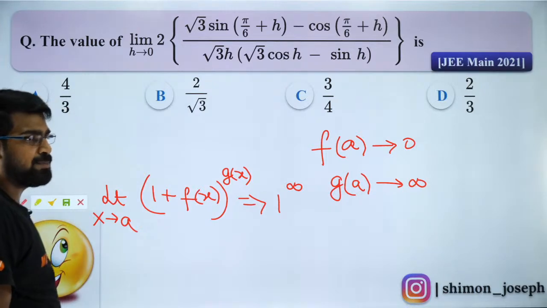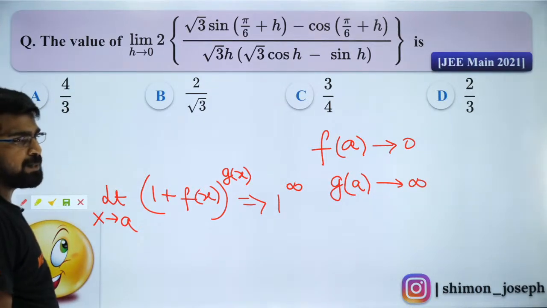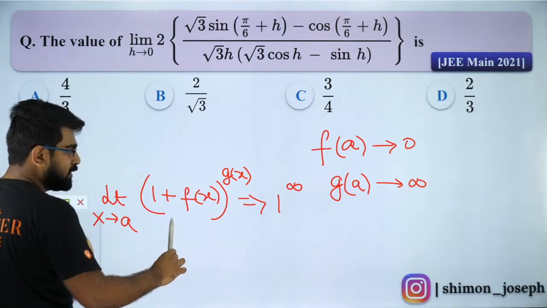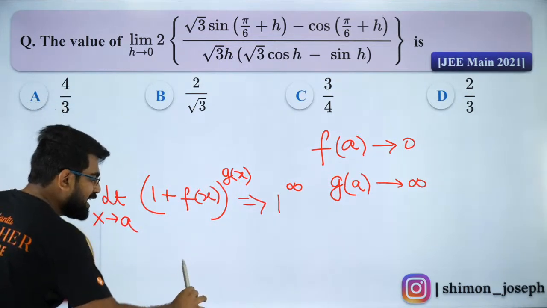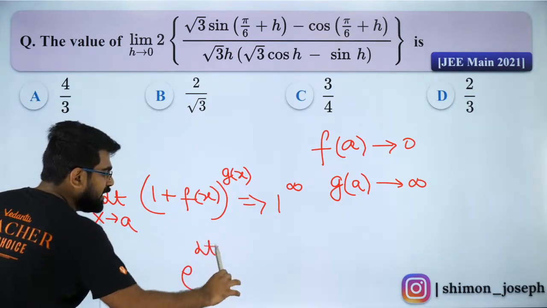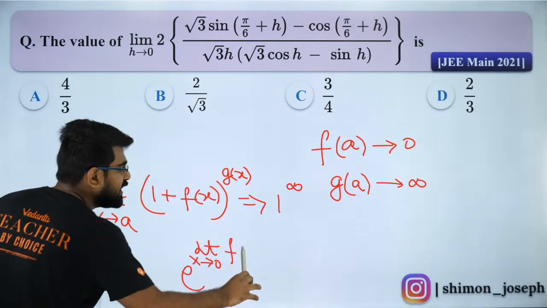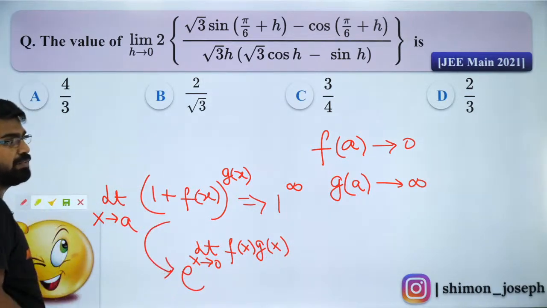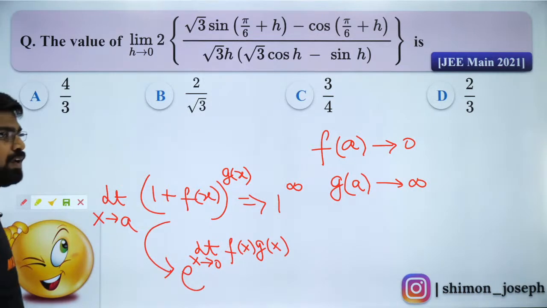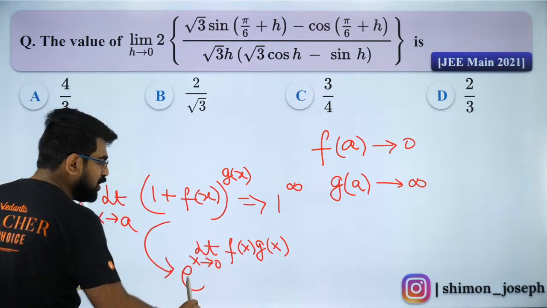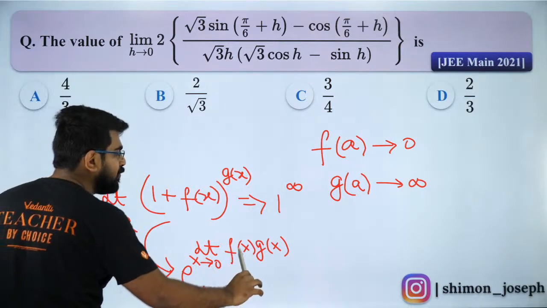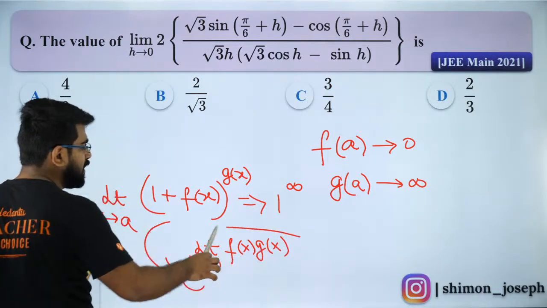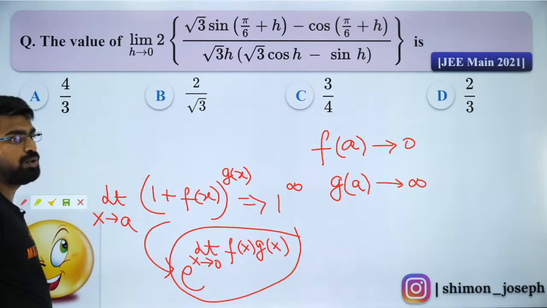Yes, Sugdha, I will explain it. Welcome. I'll explain it in just a few minutes. Now, next what I'll do is, whenever you have this form, you can write it as e to the power limit extending to a of f of x into g of x. That's it. This is how you solve 1 to the power infinity form. As simple as that. What will you do? You will write it as e to the power limit of f of x into g of x. As simple as that. So this is how you convert it and solve the 1 to the power infinity form.